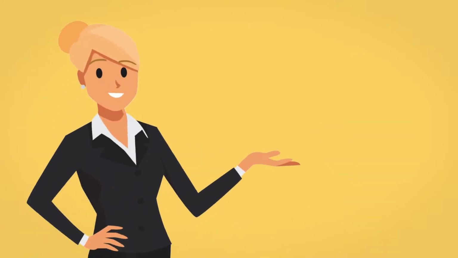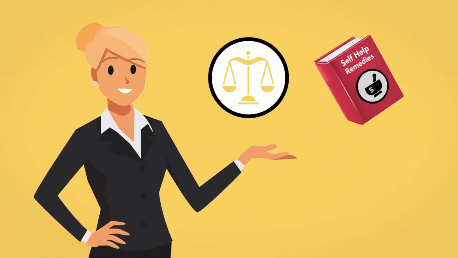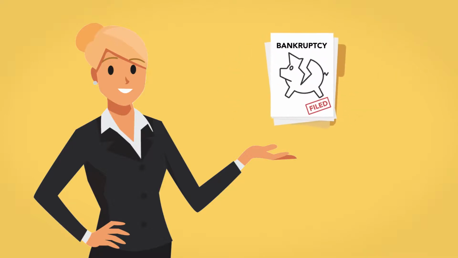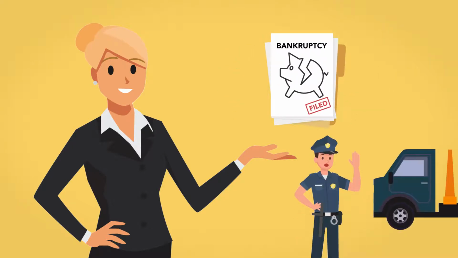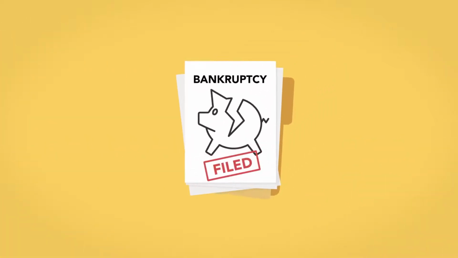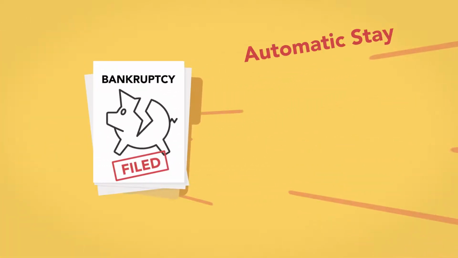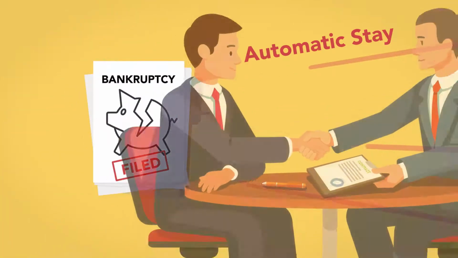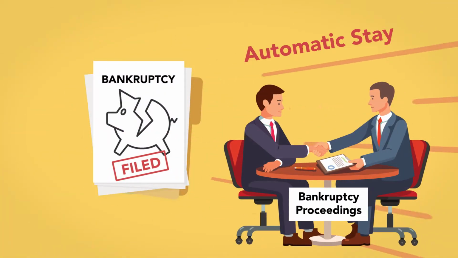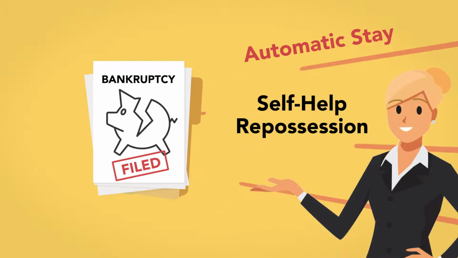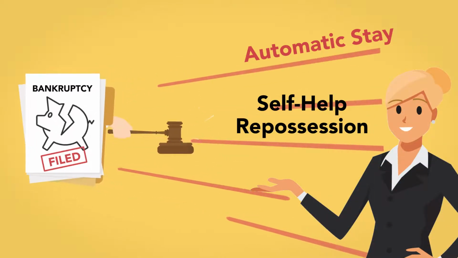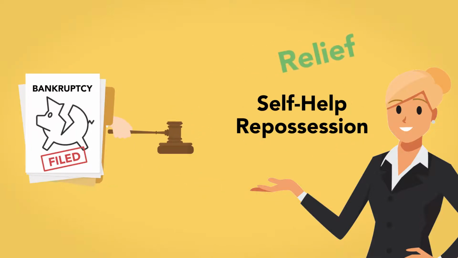Whether the secured party uses judicial process or self-help remedies, a bankruptcy filing by the debtor can bring all enforcement and collection activity to an immediate halt. Once a bankruptcy petition is filed, an automatic stay takes effect and forces all creditors, including secured parties, to pursue their claims within the bankruptcy proceedings. Self-help repossession can proceed only on order of the bankruptcy court following a motion for relief from the stay.